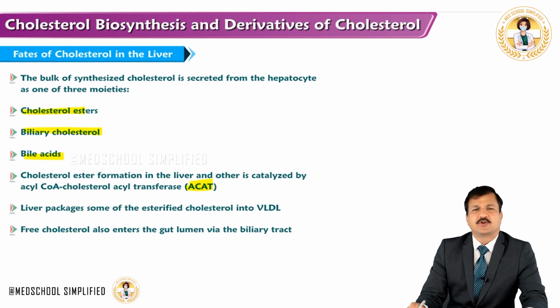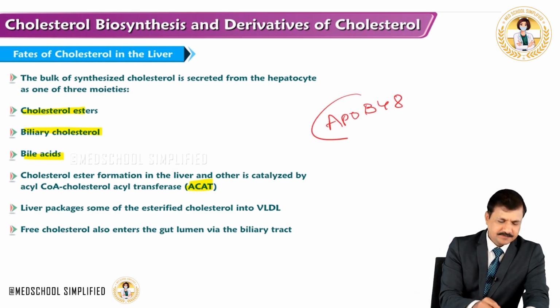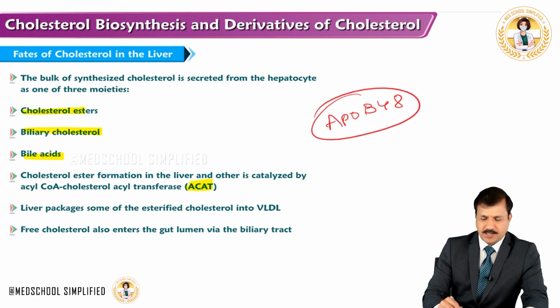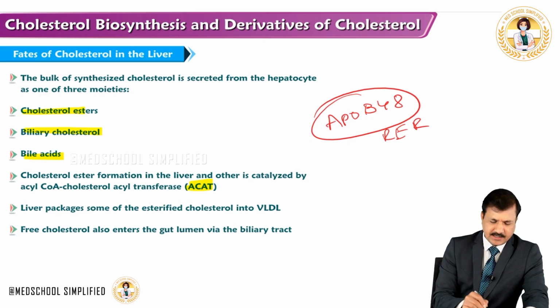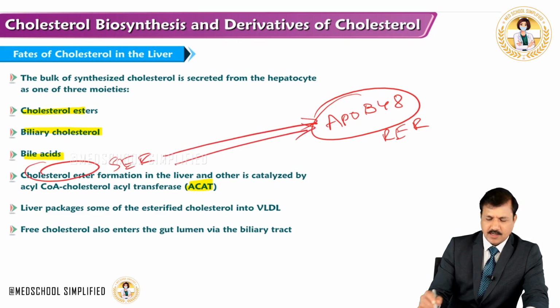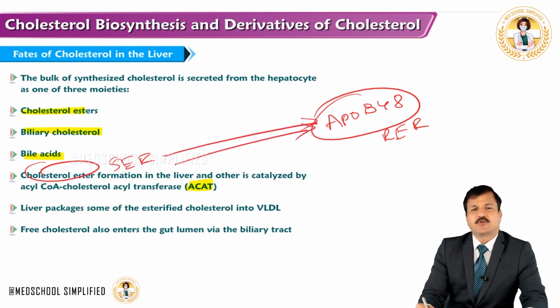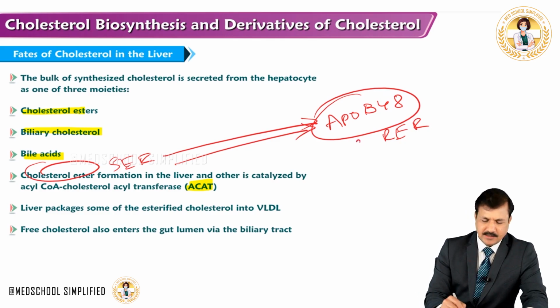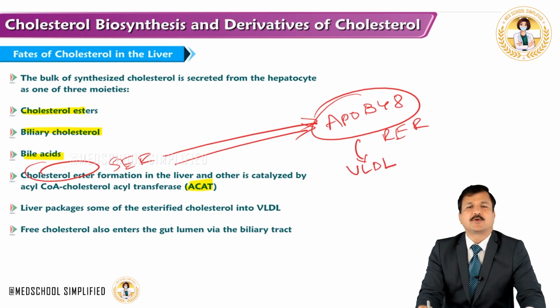ester will be transferred to ApoB48, which is present in the rough endoplasmic reticulum. So the lipid cholesterol ester, which is made in the smooth endoplasmic reticulum, will be transferred to apolipoprotein B48, which is made in the rough endoplasmic reticulum, to make VLDL, very low density lipoprotein.